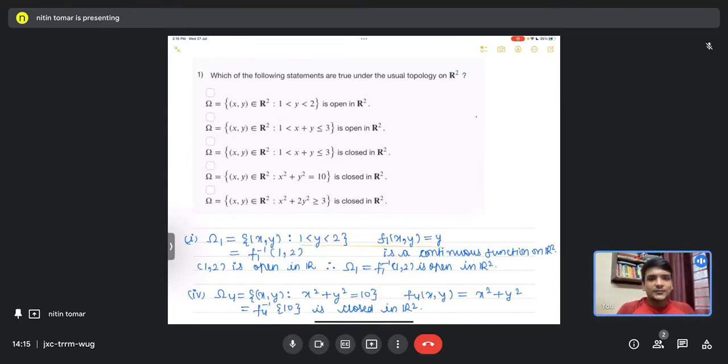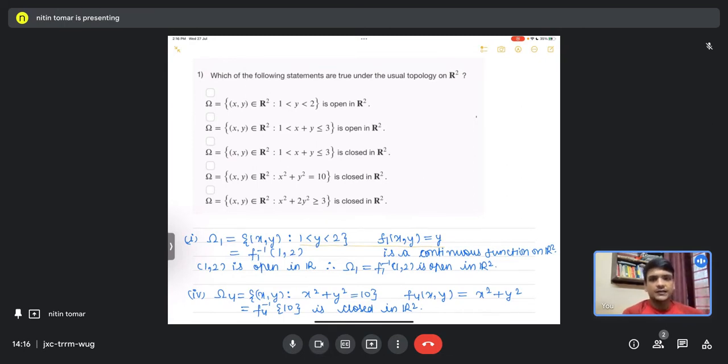My name is Nitin Tomar, and I am a Prime Minister Research Fellow in the Department of Mathematics at IIT Bombay. Today, we are going to discuss some basic problems from linear algebra, calculus, analysis, and topology. The first problem is: which of the following statements are true under the usual topology on R2.